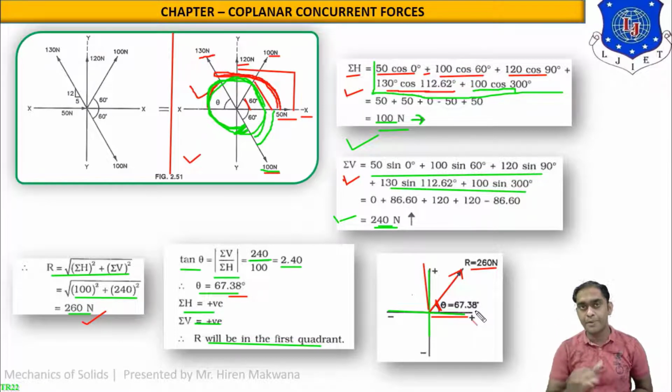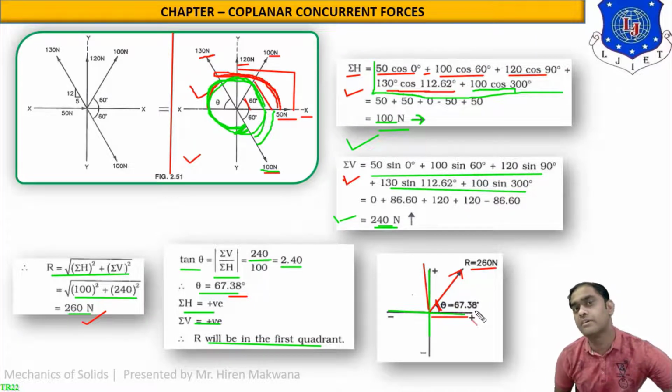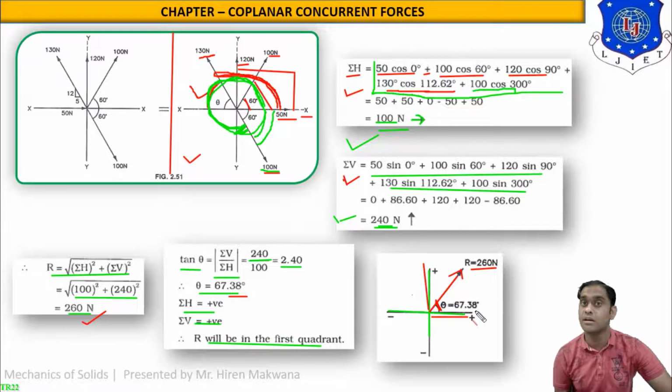Sigma h should be copied in sigma v. The only change is that sine is replaced in place of cos. Solve your values in the calc, and you will find sigma h and sigma v. Then you have to find the resultant force R equal to under root of sigma h square plus sigma v square. And then the direction of the resultant theta, and then we have to locate the value of the resultant. Okay, so this is the basic numerical.